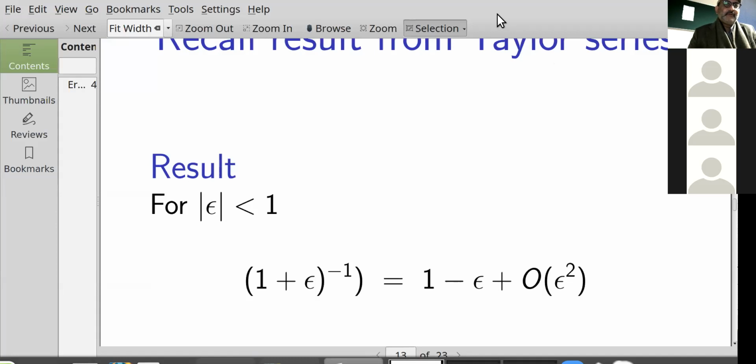If I take 1 plus epsilon to the minus 1, okay, there's a misprint here, just ignore that extra round bracket. Okay, 1 plus epsilon to the minus 1, provided the absolute value of epsilon is less than 1. If you recall its Taylor series, it looks like 1 minus epsilon plus higher order terms, right? Epsilon squared, epsilon cubed, and so on. So a linear approximation to 1 plus epsilon to the minus 1 for small epsilon is 1 minus epsilon. Okay, so we're going to use that next.